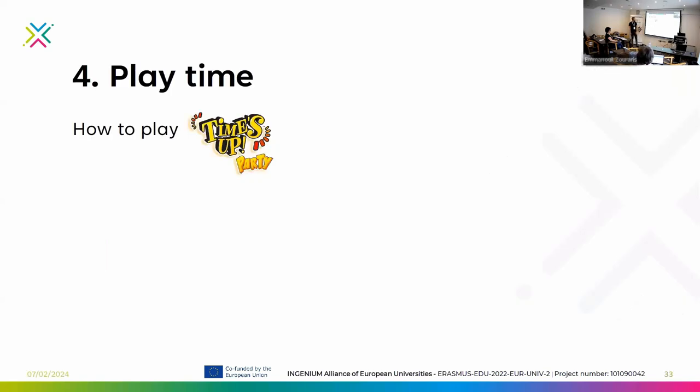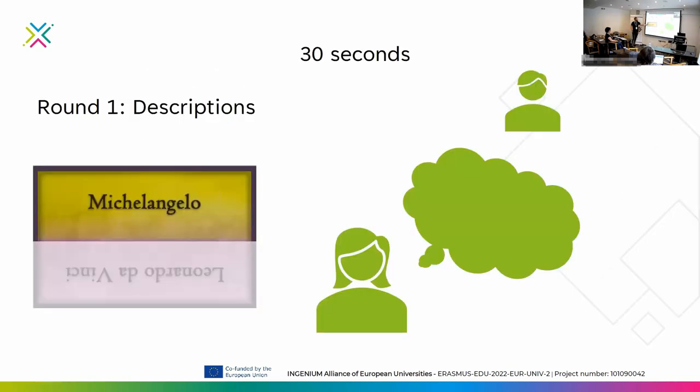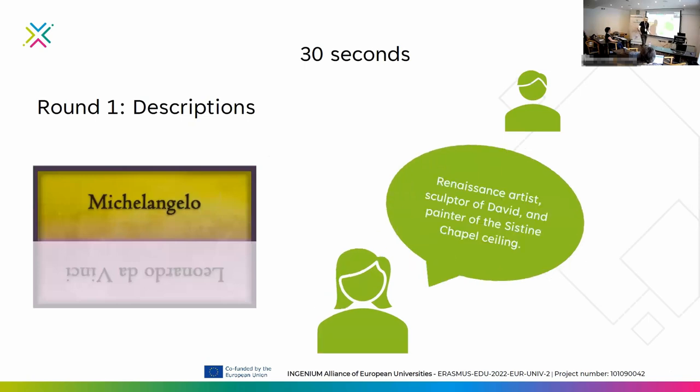And the other game, it's more difficult, but I think it's very simple. In this case, you have to make a description of the character you have. You draw a card, and you have to play with a teammate, and you have to describe your character or the painting or the event to your teammate. And you have to be very fast because you have just 30 seconds to do it. For example, if you have Michelangelo, you have to say, "Oh, Renaissance artist, sculptor of David, and painter of the Sistine Chapel ceiling."